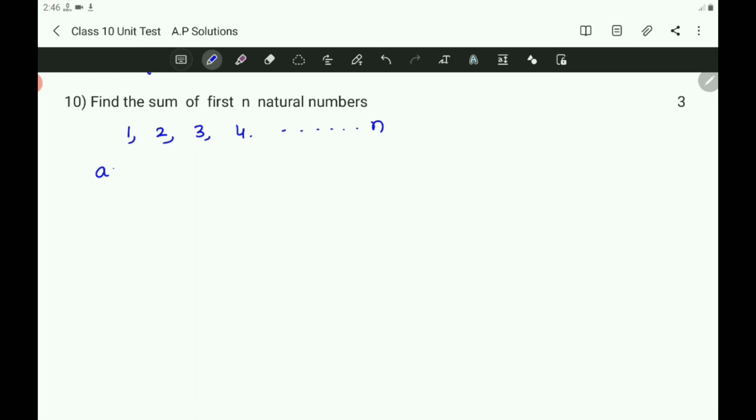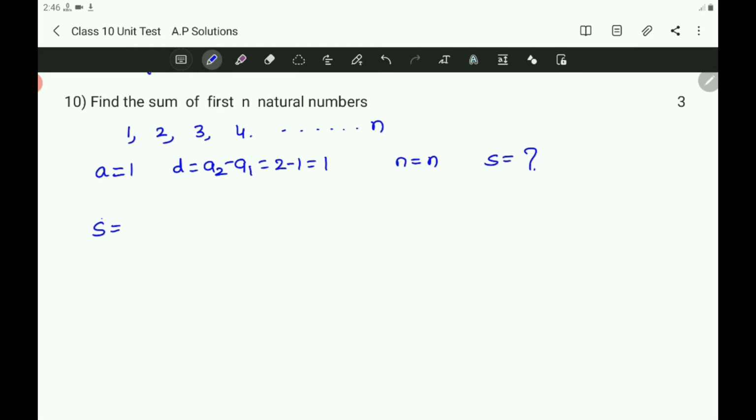What is the value of a? That is the first term. What is first here? 1 is first. So you write a equals 1. Then d equals a2 minus a1, that is second term minus first term. 2 minus 1 equals 1. And here you write n equals n only. And you write s equals question mark. Write the formula for s.